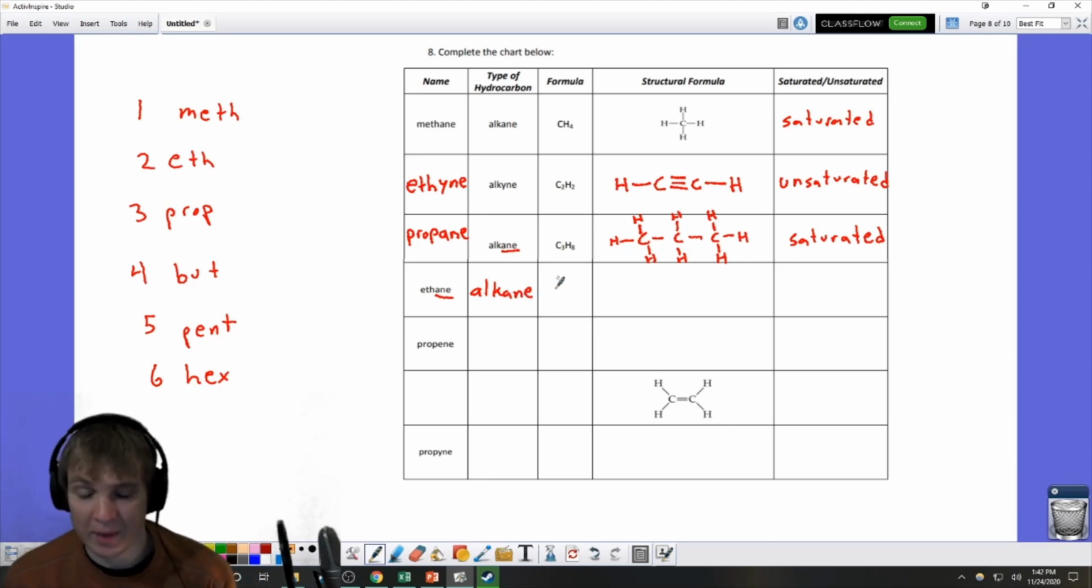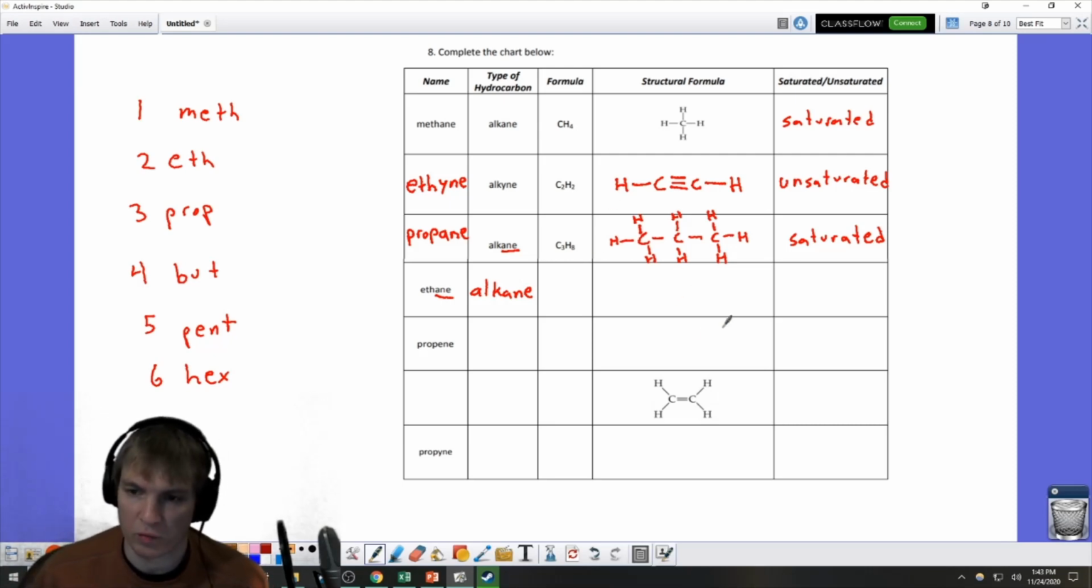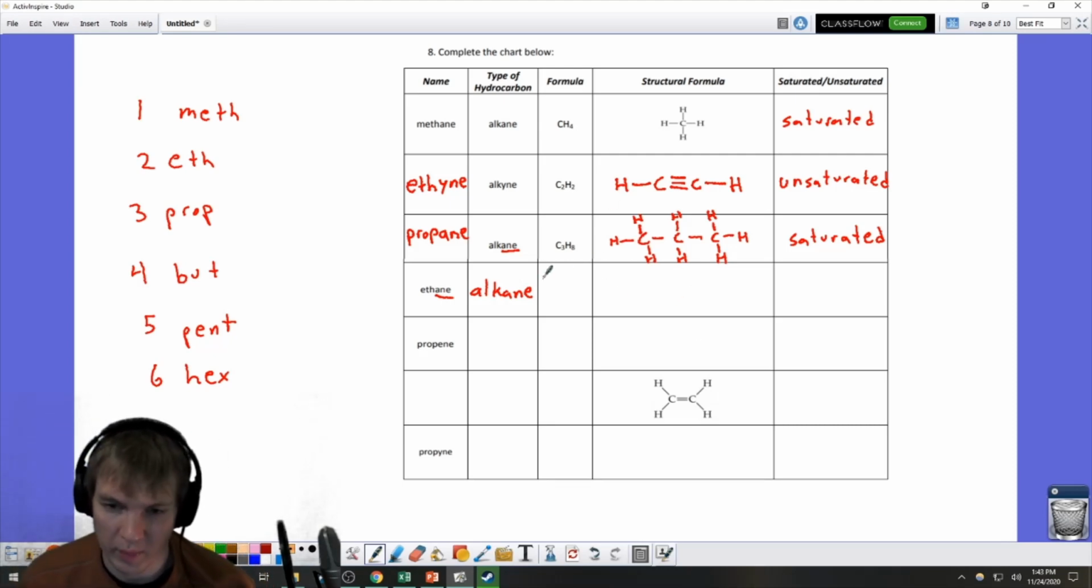All right, I'm actually going to skip the formula for now. I'm going to do the structural formula first and then come back to the formula, because I feel like that's the easier way to go about it. So ethane has 2 carbons. That's what we've determined from right here. So ethane has 2 carbons, 1, 2, and then only single bonds. And so we're going to just draw out all 4 bonds for carbon and then put hydrogens at the end.